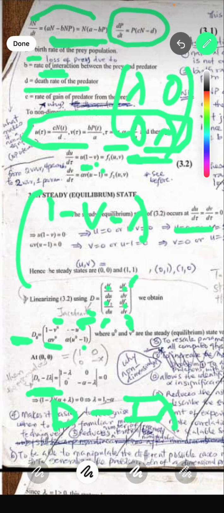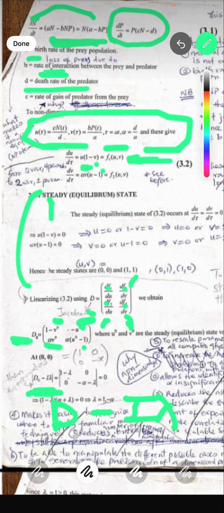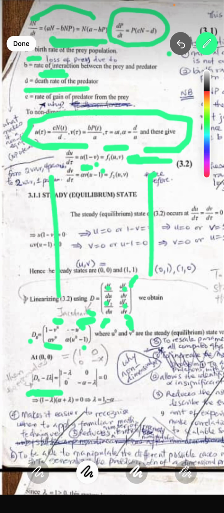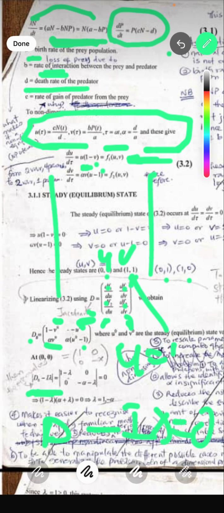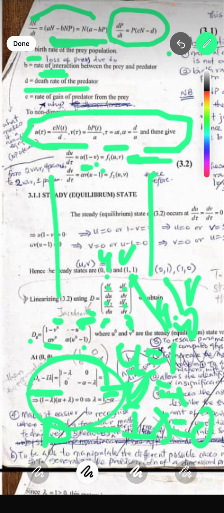But at steady state we test at different points, and we have to test at the points where the matrix will give us 0, where our D minus I lambda is equal to 0. We are testing points. That is why you are seeing these points: 0 0, 1 1, and 1 0. This is the point where u is 0 and v is 0. This one is the point where u is 1 and v is 1. This is the point where u is 0 and v is 0. You test it, then perform the matrix operation, make sure it gives you 0, and if it gives you 0, that is a steady state. Bam, finish.